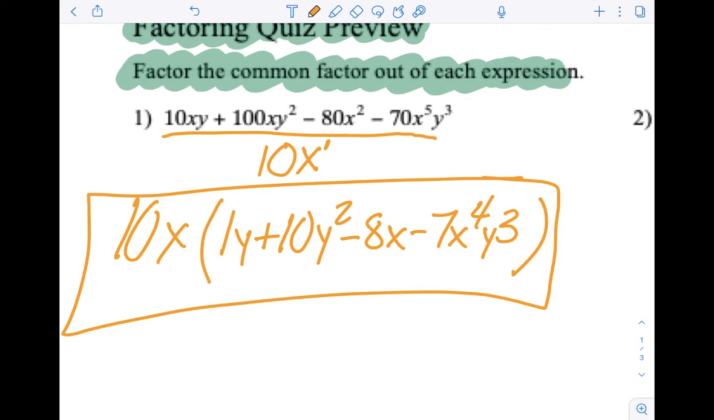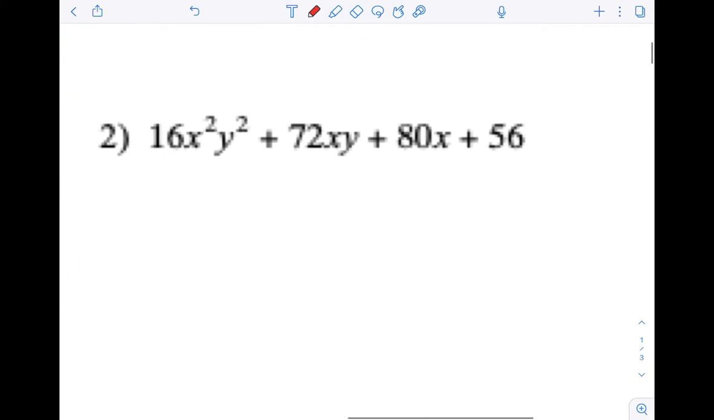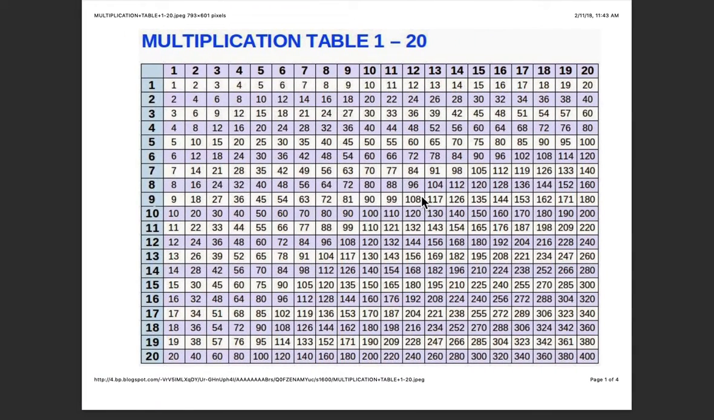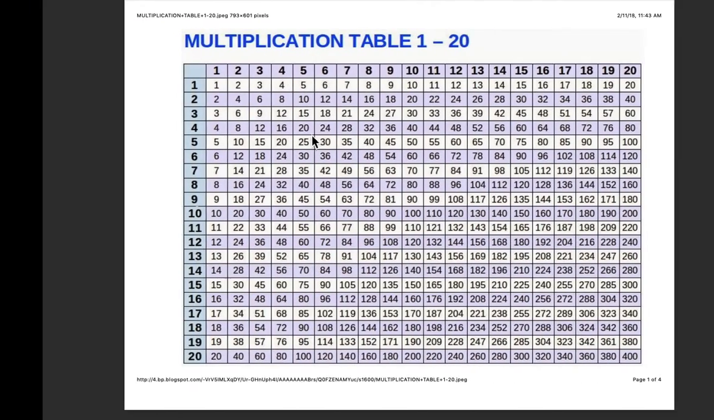Look at that. We factored out the common factor, which in this case was 10x. Good job. Perfect. Let's move on to the next one. Let's go with red this time. So again, a big division line. I'm going to look for 16, 72, 80, and 56. I'm going to go for the bigger one first, 80. I got 80 here, okay. 72, okay.